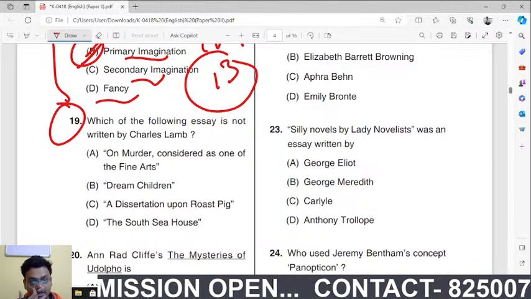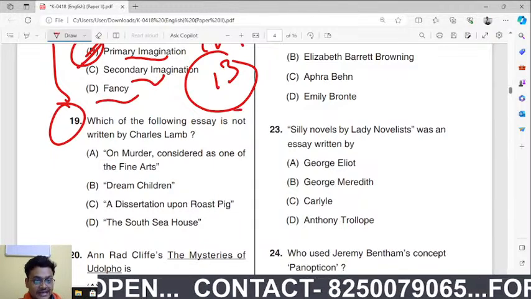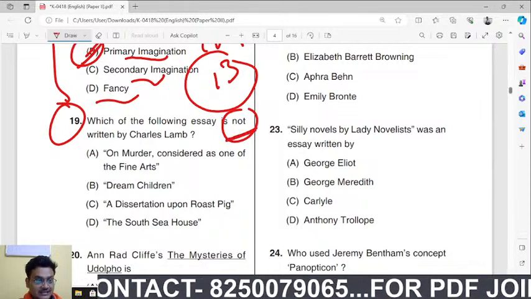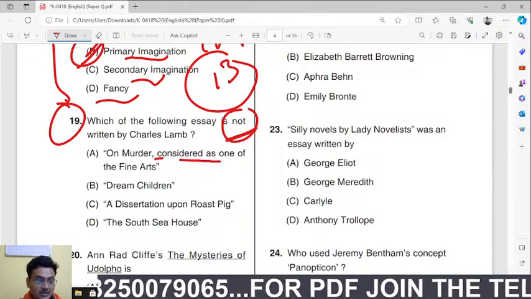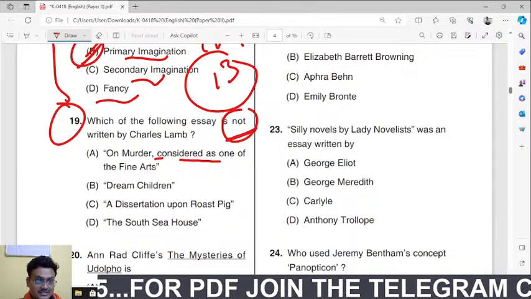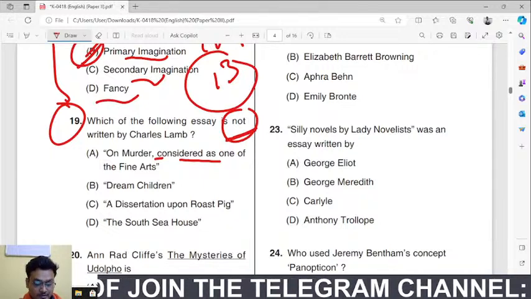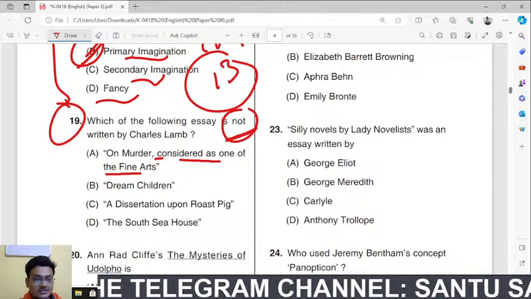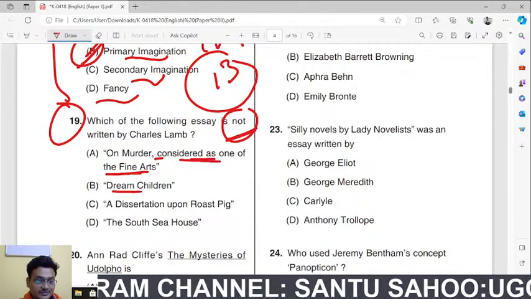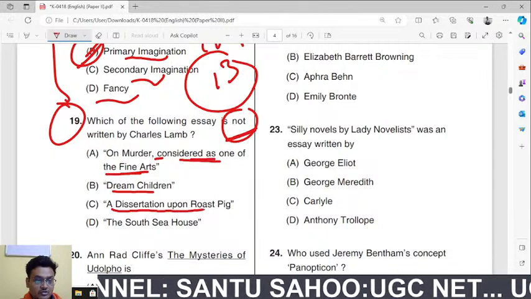Which one of the following essays is not written by Charles Lamb? On Murder Considered as One of the Fine Arts, Dream Children, A Dissertation upon Roast Pig. Exactly, it's primary imagination. Got it.